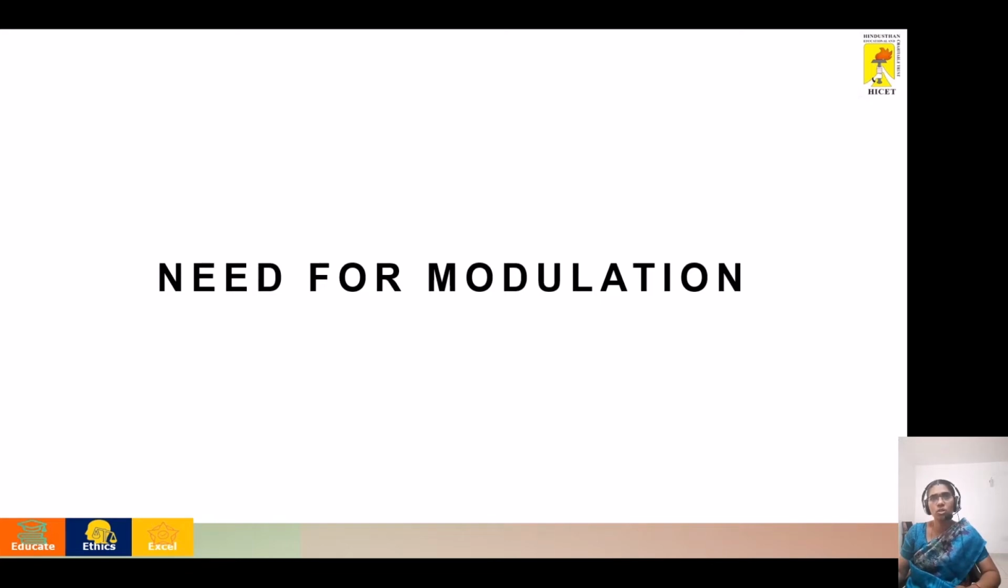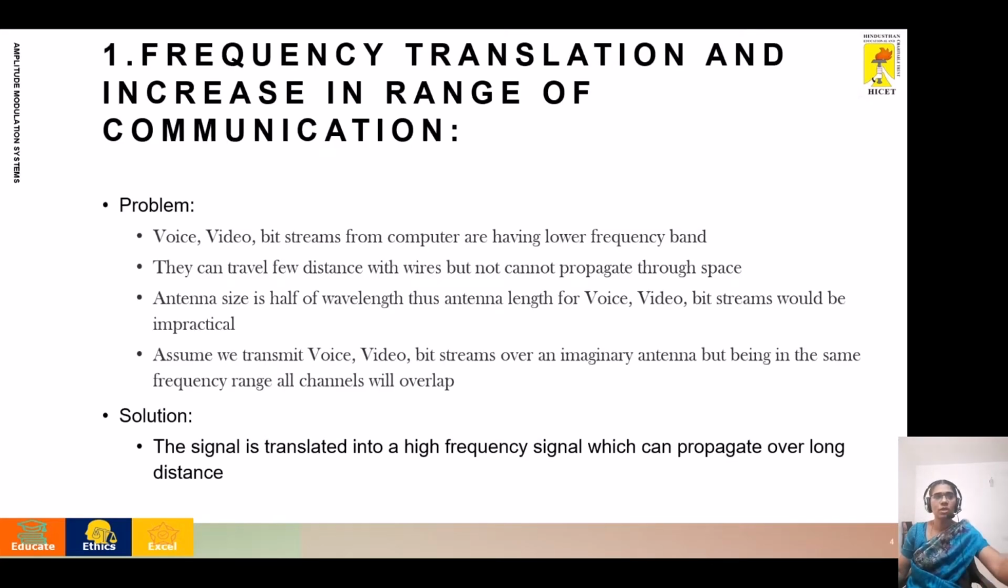First we will see what is the need for modulation, and then we will proceed. First is frequency translation and increase in range of communication. The problem we face is that the voice and video bit streams from the computer are of low frequency band. They can travel only a short distance but cannot propagate for long distance through space, and the height of the antenna has to be very long so that it can transmit low frequency signals.